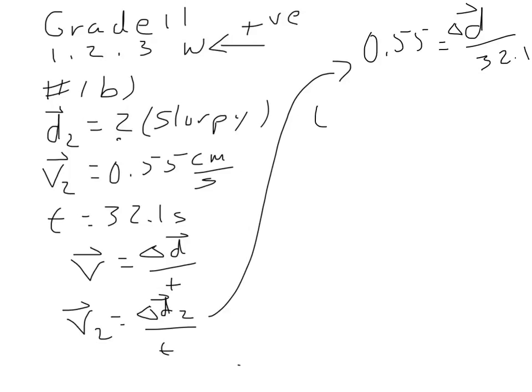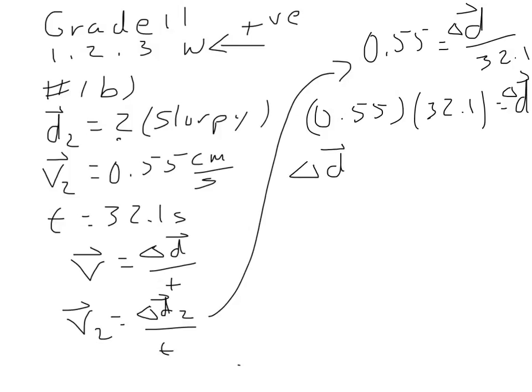So I get 0.55 times 32.1 is equal to delta d. Delta d is what I want. We multiply those together, and we see that delta d, the distance traveled by Slurpy, is going to be equal to 18 centimeters.